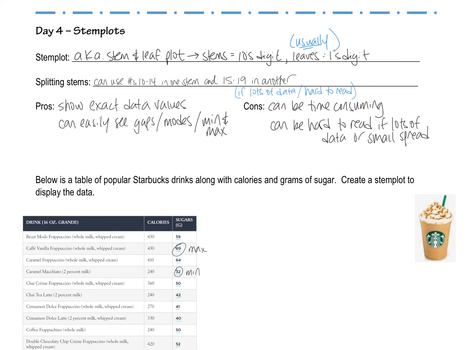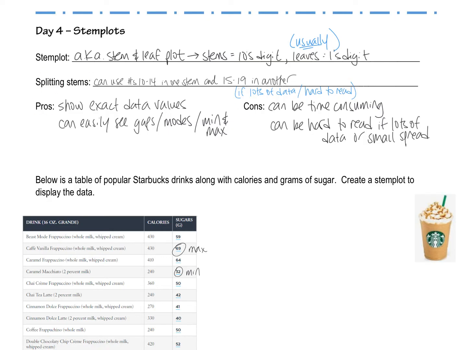Hey guys, today we're doing stemplots. This is day 4 of our stats unit. Stemplots you've probably heard referred to in Algebra 1 most likely as a stem and leaf plot. Usually the stems are the tens digit and the leaves are the ones digit. Splitting stems, I'll talk about that in a second, as well as pros and cons.